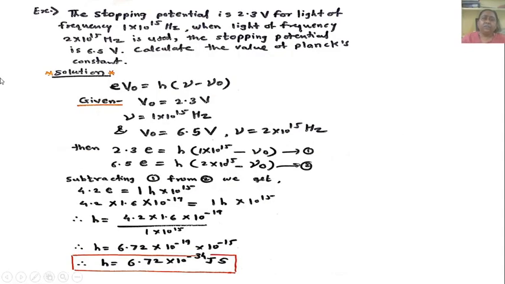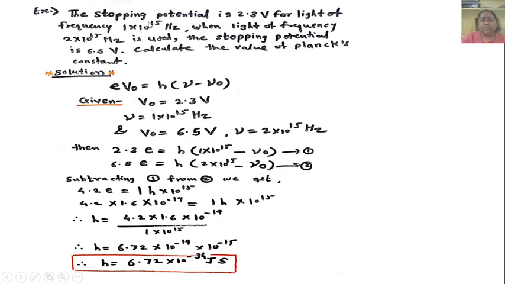Now next example: the stopping potential is 2.3 volt. Here the value of V0 is given, that is, the stopping potential is 2.3 volt for light of frequency 1 into 10 raised to 15 Hertz. When light of frequency 2 into 10 raised to 15 Hertz is used, the stopping potential is 6.5 volt. Now calculate the value of the Planck constant.